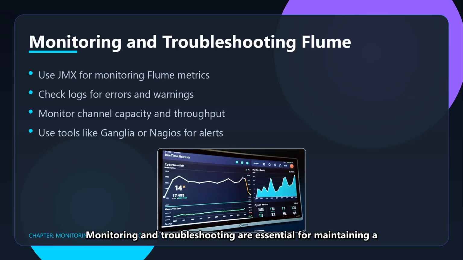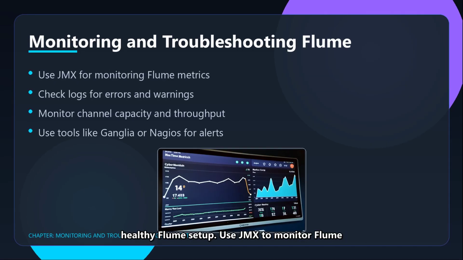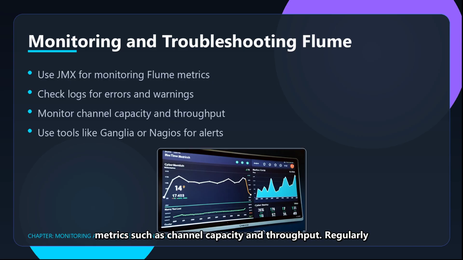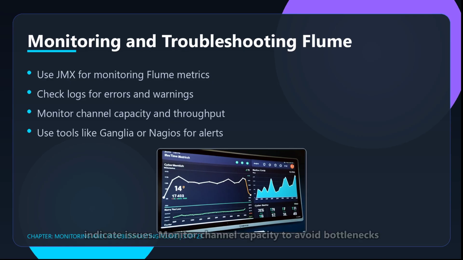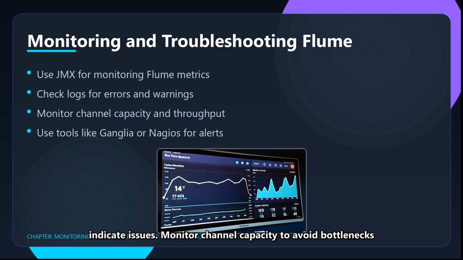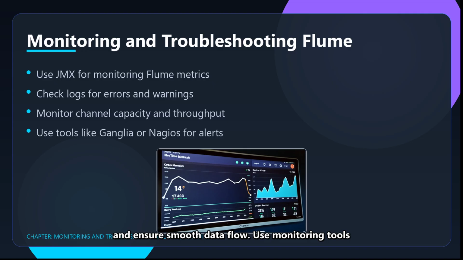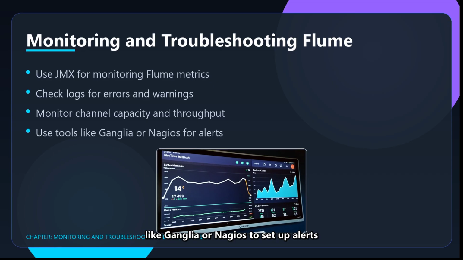Monitoring and troubleshooting are essential for maintaining a healthy Flume setup. Use JMX to monitor Flume metrics such as channel capacity and throughput. Regularly check logs for errors and warnings that may indicate issues. Monitor channel capacity to avoid bottlenecks and ensure smooth data flow. Use monitoring tools like Ganglia or Nagios to set up alerts and notifications for proactive issue resolution.